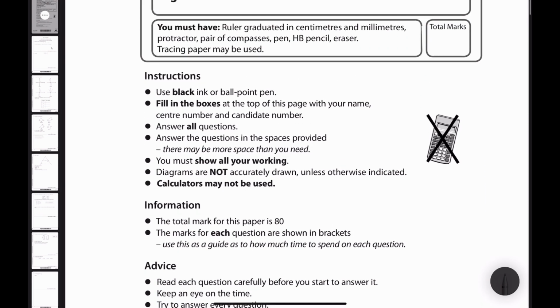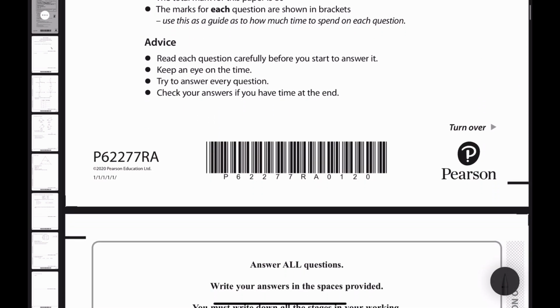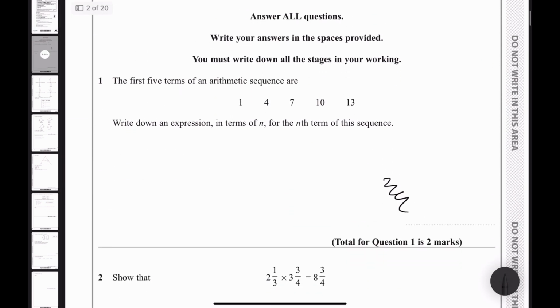Let's read the instructions first of all. We can use black ink. Calculators are not allowed, of course, and you have to show all the working, you have to answer all the questions, and the diagrams in the questions are not accurately drawn, and that's it. Let's move on. So here's question number 1. It says write your answers in the space provided. You must write all the stages in your working.